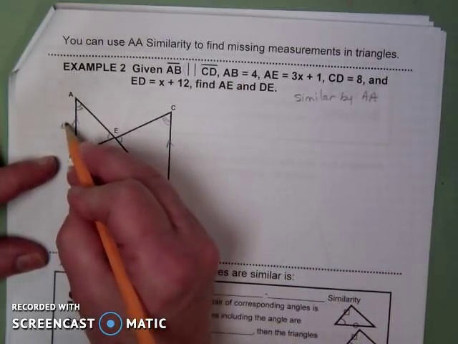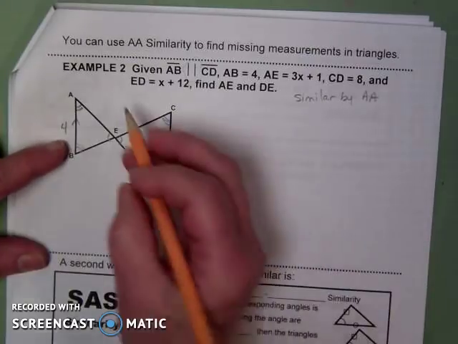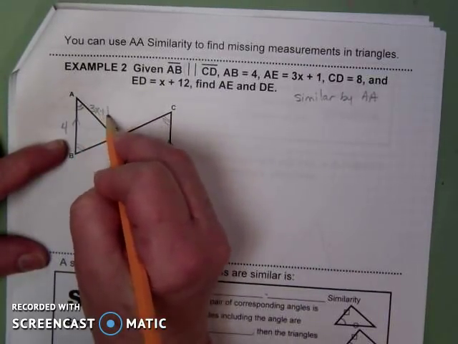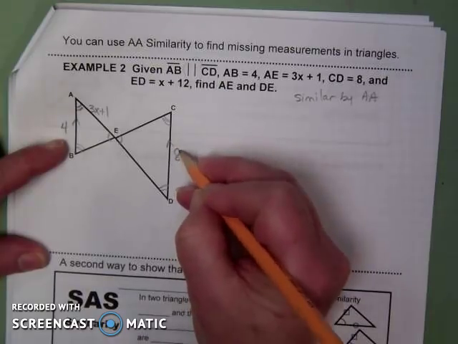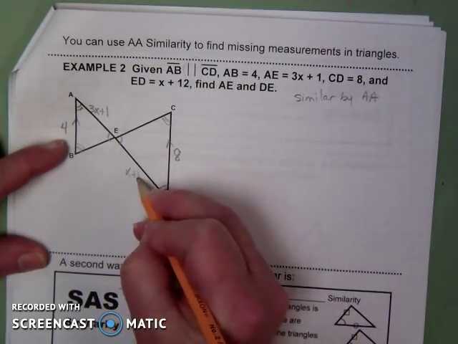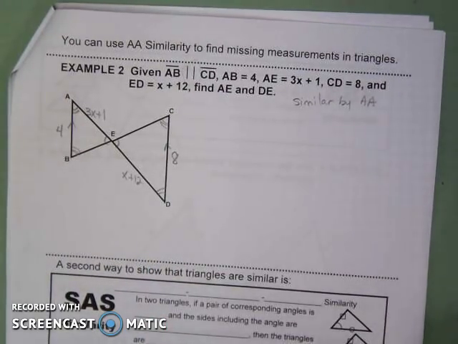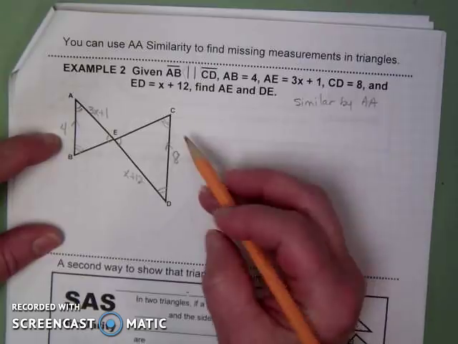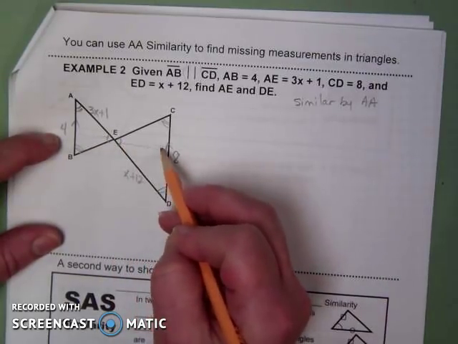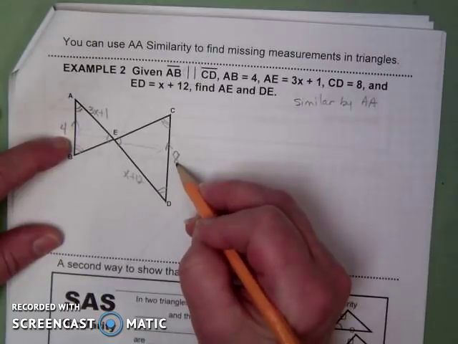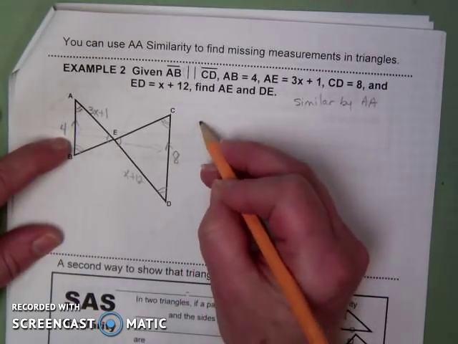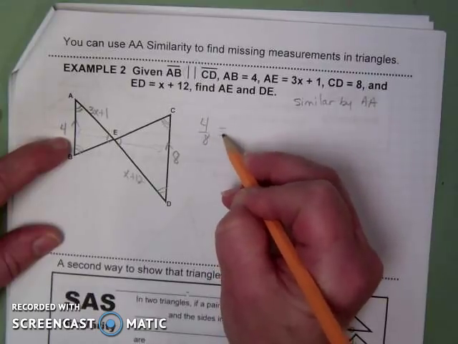AB is equal to 4. AE is equal to 3x plus 1. CD is equal to 8. And ED is equal to x plus 12. We need to find out what AE and DE are equal to. That means we need to set up an equation to solve for x. We can do that by setting up proportions. We know that these two sides are across from these vertical angles, the angles marked by 1. So we can set those up in a ratio, 4 over 8.